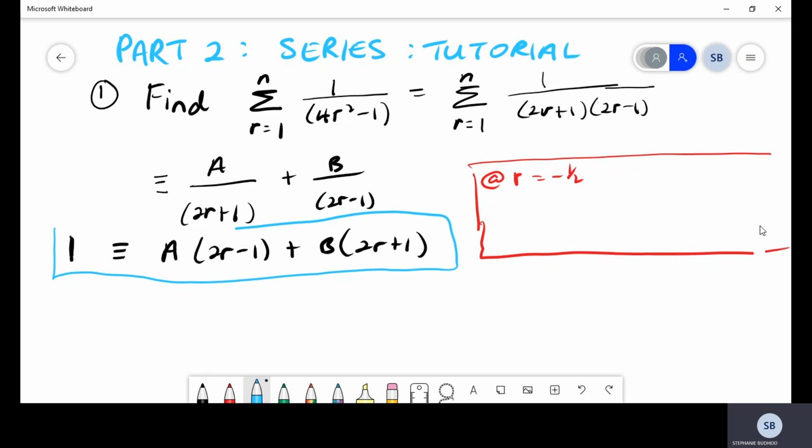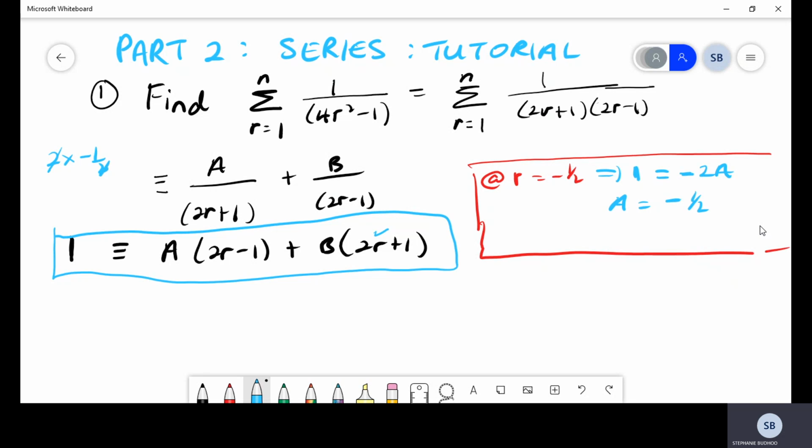What will we get? When r is negative 1/2, the B term goes completely to 0, and you get 1 is equal to A times (2 multiplied by negative 1/2, minus 1). 2 multiplied by negative 1/2 is negative 1, and negative 1 take away 1 is negative 2. So we get negative 2A, and therefore A is equal to negative 1/2.